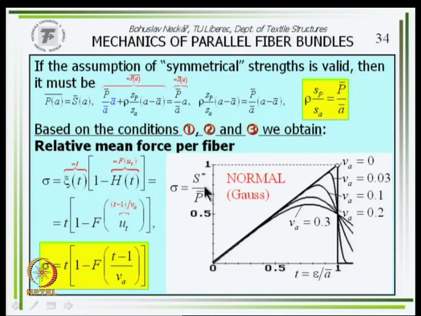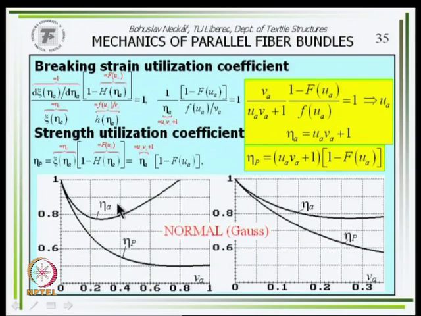This is related to force, so that the force per one fiber is higher, mean force is higher, but then is decreasing. Why? Because in the bundle, more and more fibers are broken, and the force which was earlier taken by the broken fibers must now be taken by the fibers which are not broken. So I think it is clear.